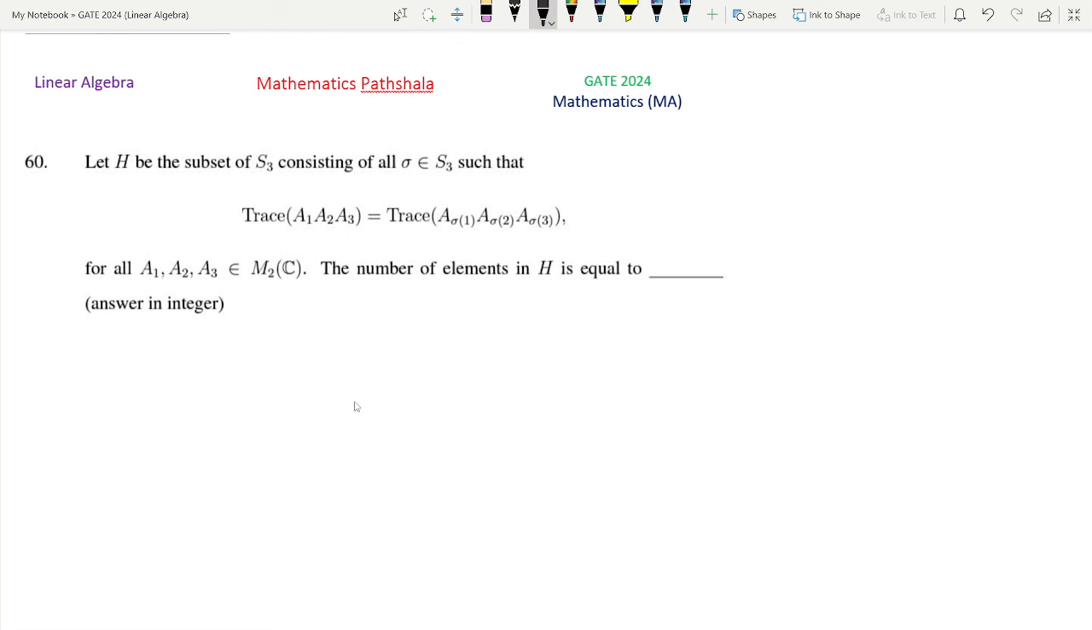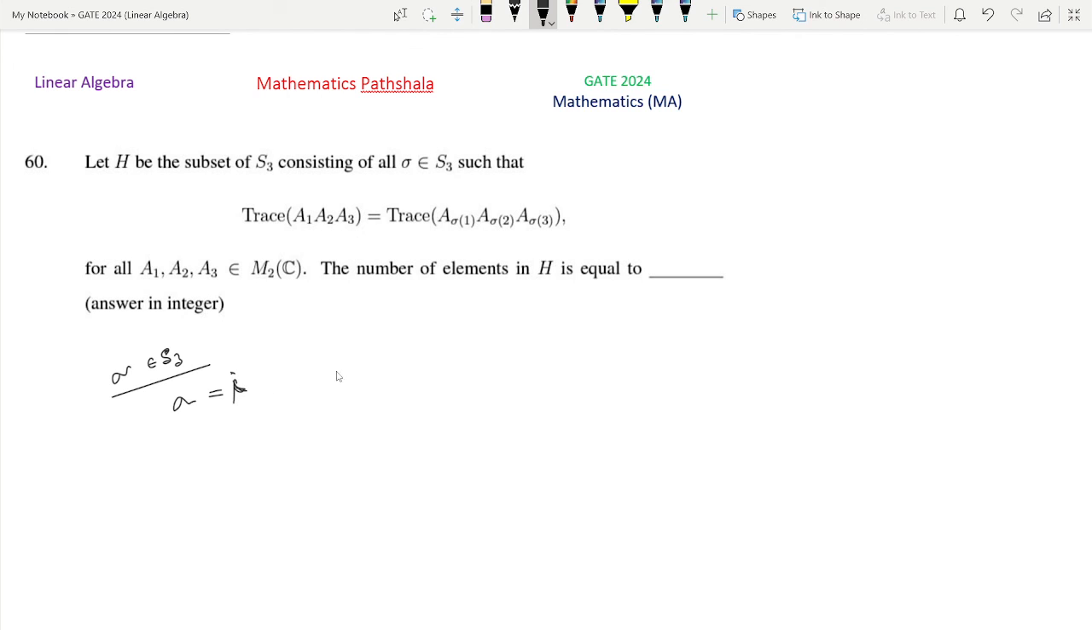The number of elements in H is equal to... So this is a numeric question, so we have to solve it. First, if we take sigma, a member of the permutation group S3, the symmetric group, equal to the identity element, that is the identity permutation.